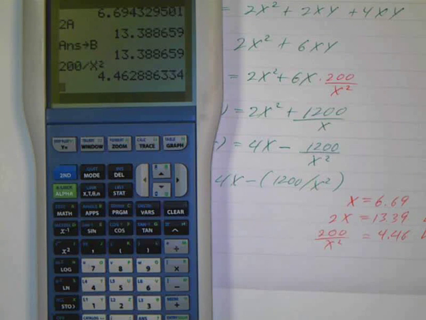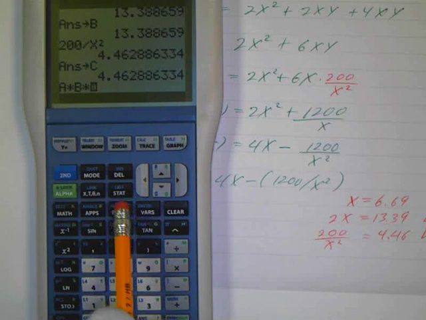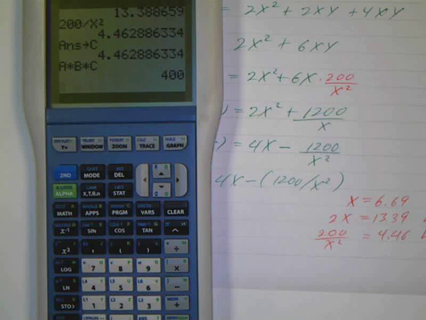And I can store that in alpha C, and then I can just check that to make sure it does multiply to give 400. So alpha A times alpha B times alpha C, and I get 400. So those are the dimensions that will give us the least amount of material, or that we'll be using the least amount of material. Okay. So I hope that all makes sense.